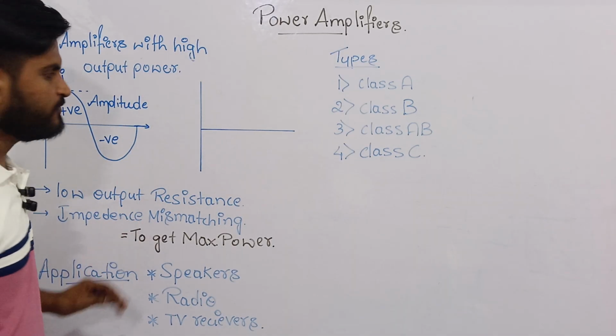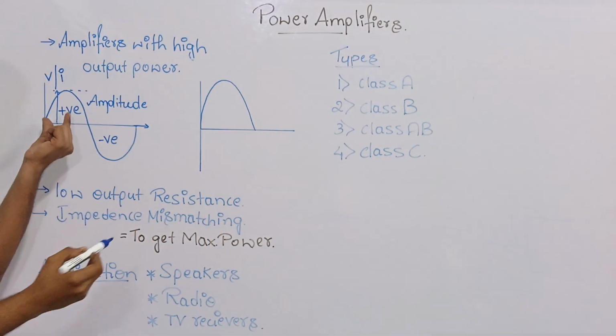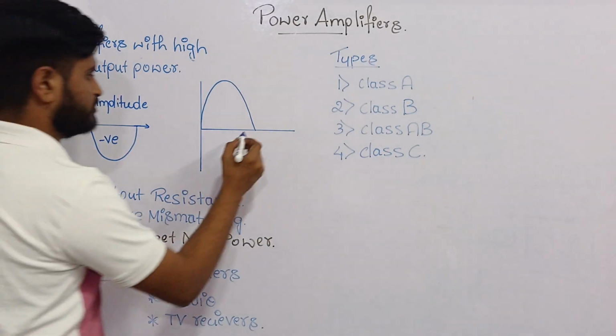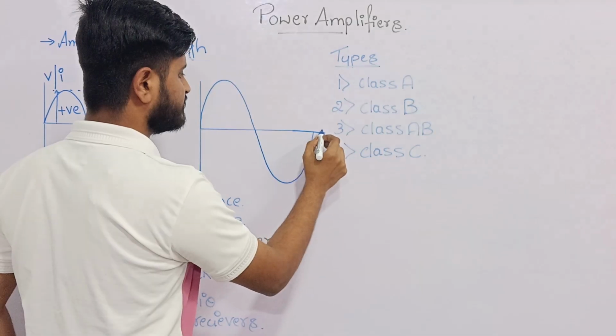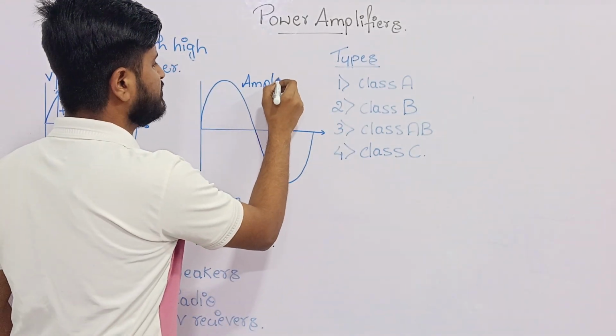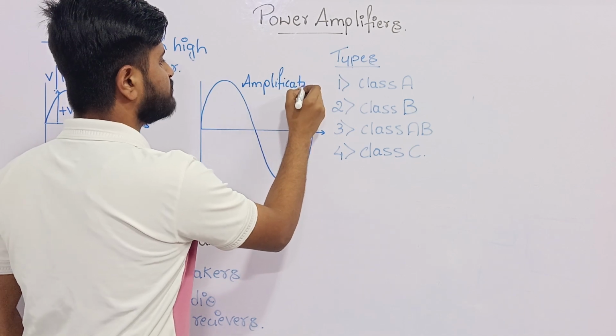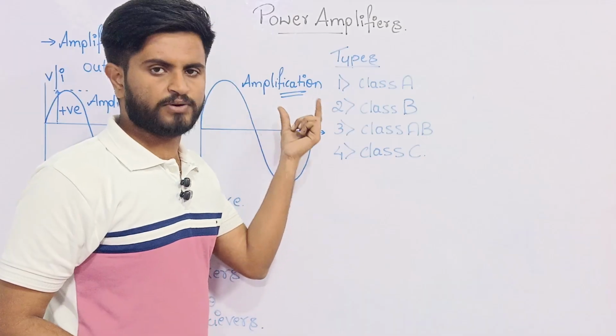What these power amplifiers will do is amplify. Amplify means increase the height of the amplitude. So both in the positive and the negative half cycle, it will be called amplification. These power amplifiers are used for the amplification operations.